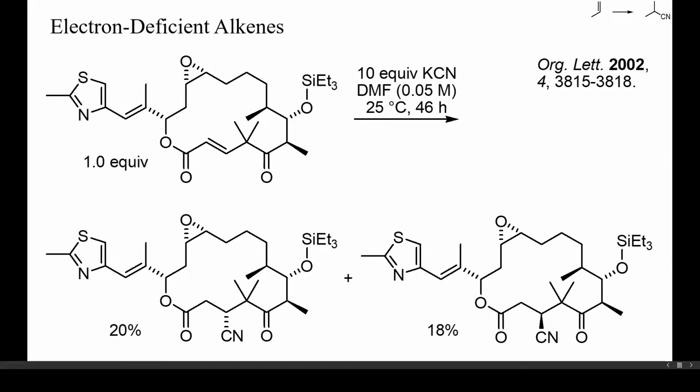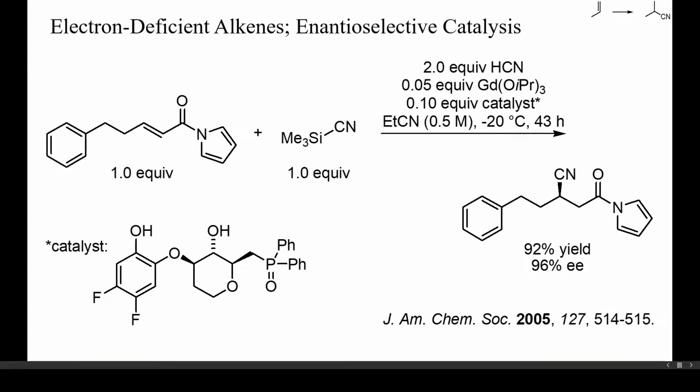In this example, an epothilone analog containing two alkenes, an epoxide and a lactone, was treated with a large excess of potassium cyanide and DMF. The main reaction was Michael addition to the electron-deficient alkene. It has been reported that with the aid of enantiomerically pure Lewis acids, enantioselective cyanide additions to alkenes can be achieved. Here, a chiral gadolinium complex brought about 96% enantiomeric excess, which is impressive given the small size of cyanide.